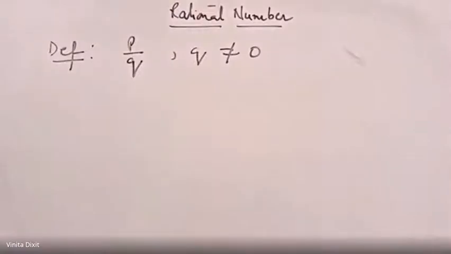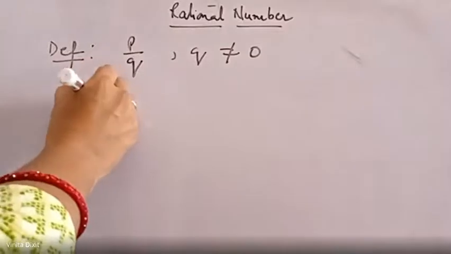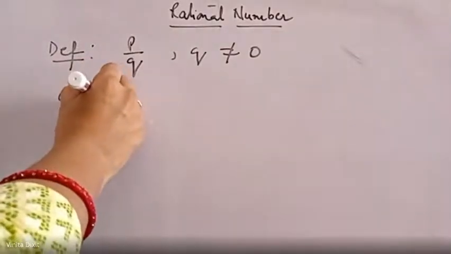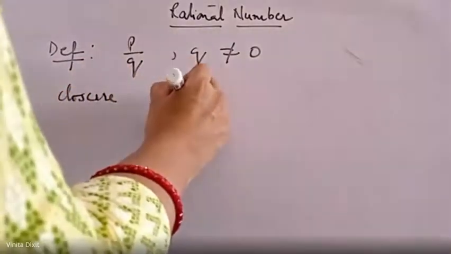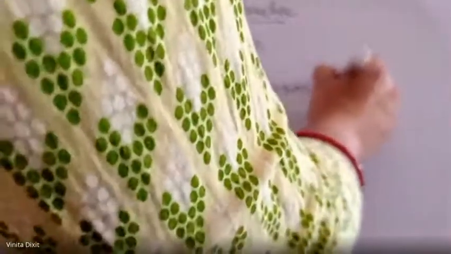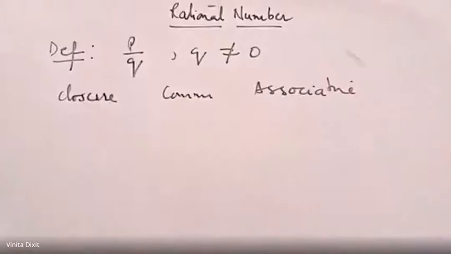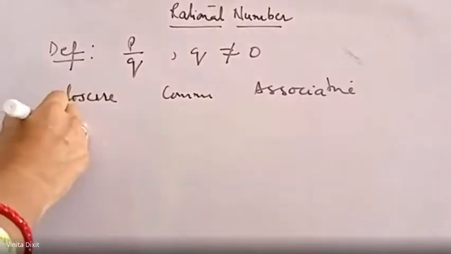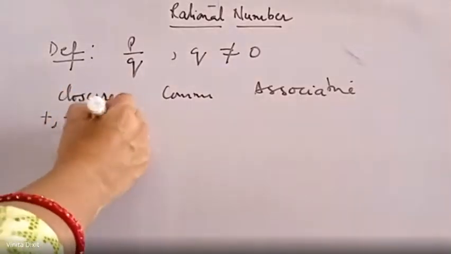Any number of the form p by q where q is not equal to 0 is defined as a rational number. Right. Now, after that, you have studied certain properties: the closure property, the commutative law, the associative law, and the distributive law. I'll tell you later. The closure property holds good for all the operations, that is addition, subtraction, multiplication, and division.